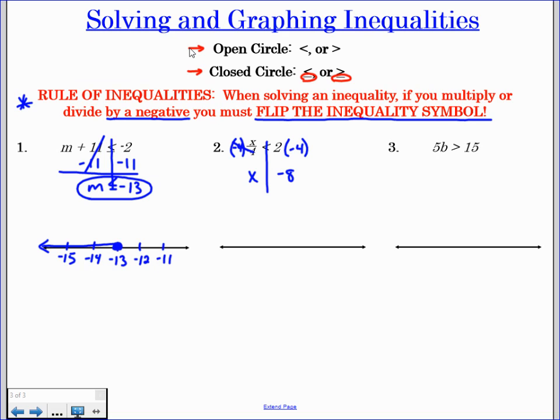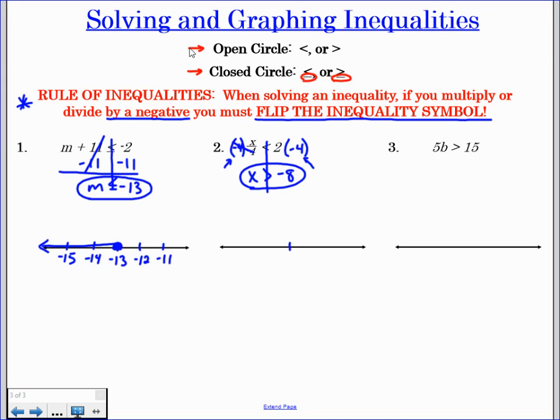And think to yourself, did I multiply or divide by a negative number to get my solution? I did here. I multiplied by negative 4. The rule says that in that case, I need to flip my inequality symbol. So that means that we're going to flip it to x is greater than negative 8.